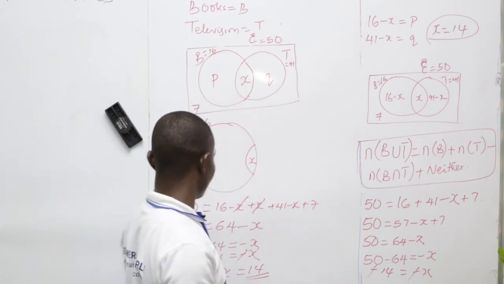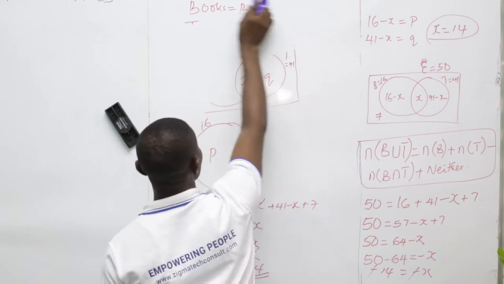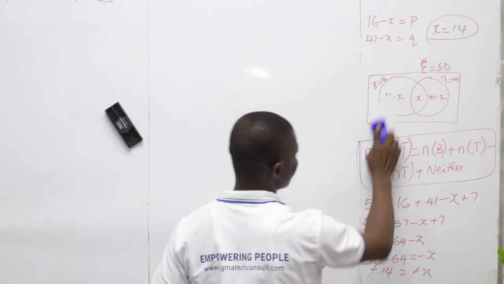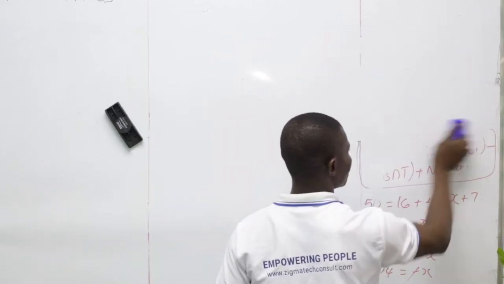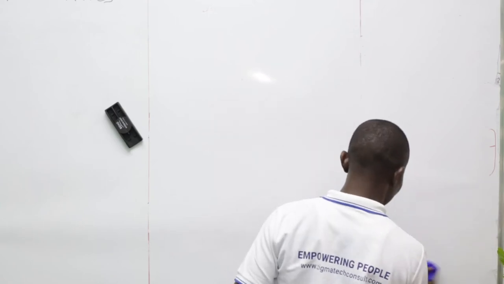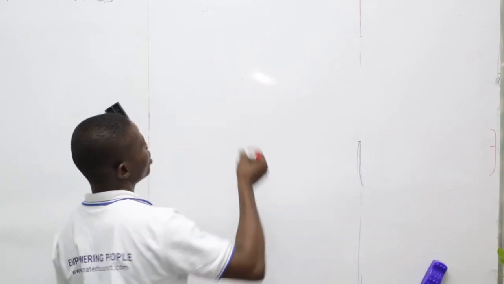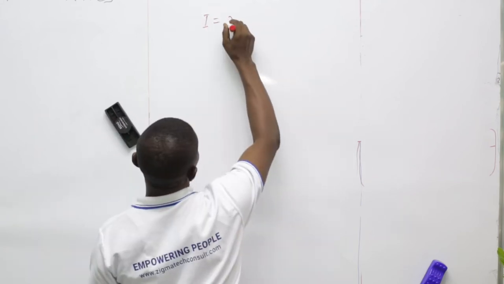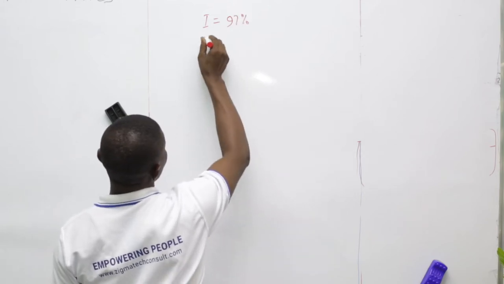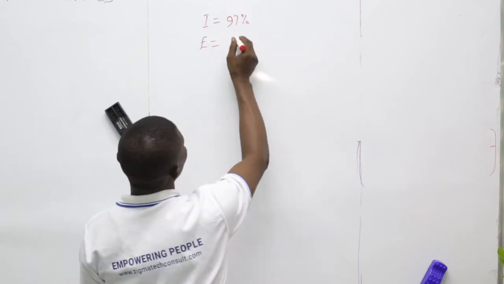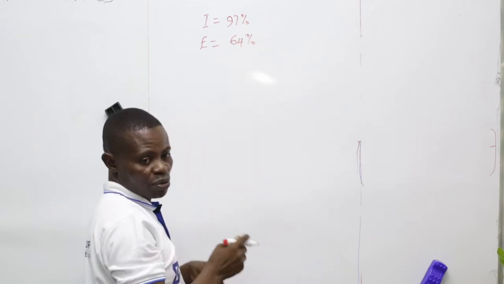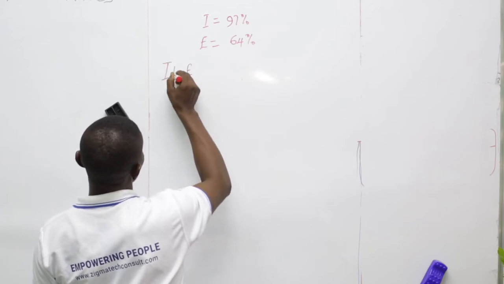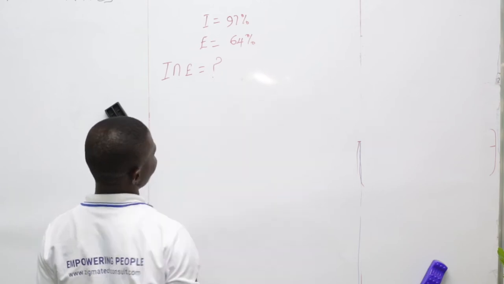For Igbo, let us represent it with I, while for English language, let us represent it with E. So let those that speak Igbo be represented with capital I, while those in English language be represented with capital E. So I equals 97%, E equals 64%. Now, the people that can speak both languages, that is I intersection E, equals question mark, unknown.